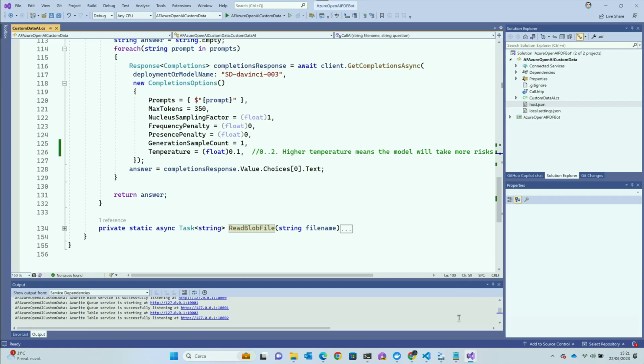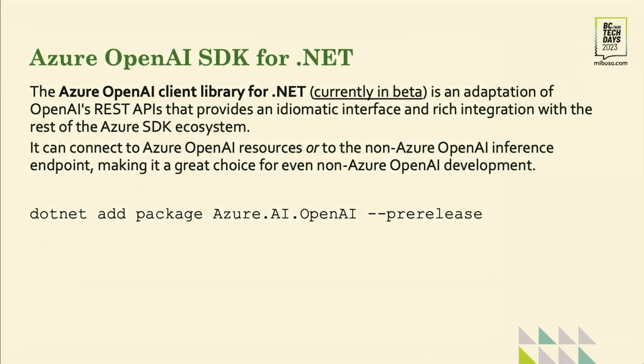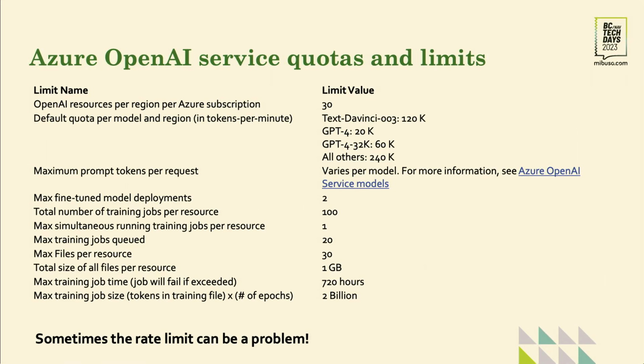Why do I use the Azure function and not the Business Central codeunit? Because there are some problems. One of the problems is the Azure OpenAI service quota limits.